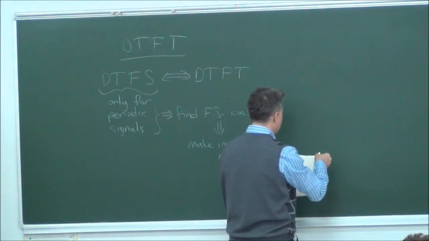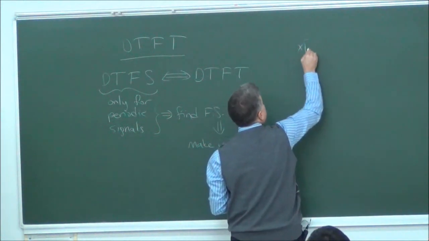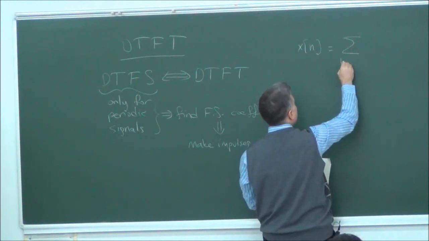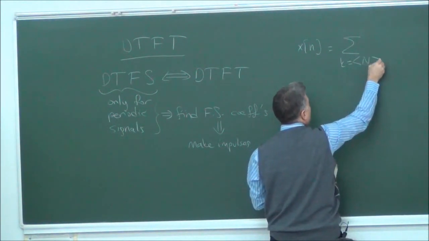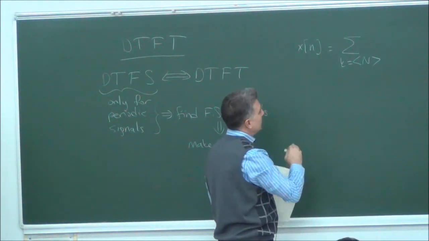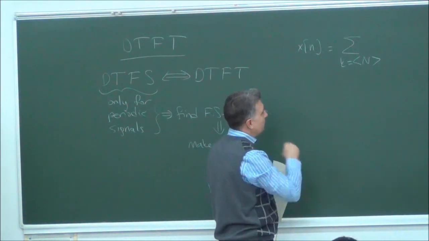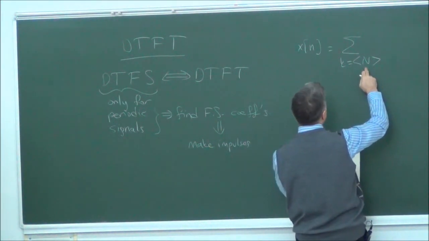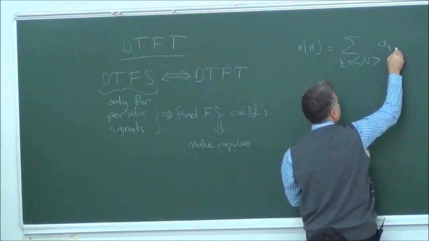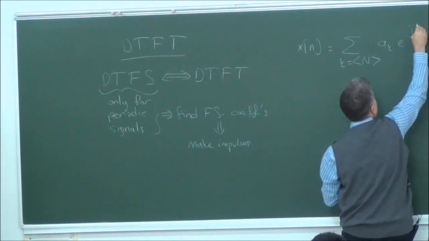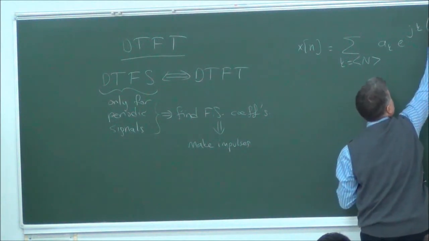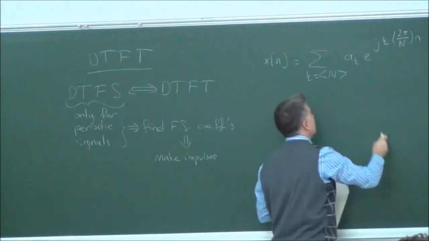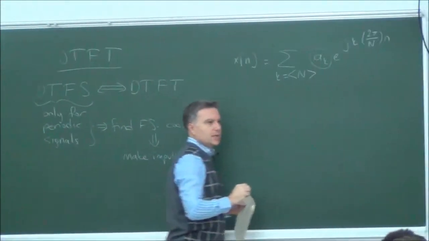So what was the situation in periodic signals? A periodic signal could be represented as a summation within a period, capital N. Capital N is the period of this signal. The Fourier series coefficient a_k times e to the j k omega 0 n. Omega 0 was 2 pi over capital N, the frequency. So these were the Fourier series coefficients.